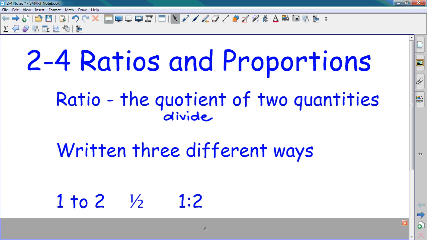You can write a ratio 3 different ways. The first way is with the word "to": 1 to 2, or 3 to 4. Another way would be as a fraction, because we know that a fraction is just division, 1 over 2. We can also write it with a colon, 2 little dots in the middle, 1:2.